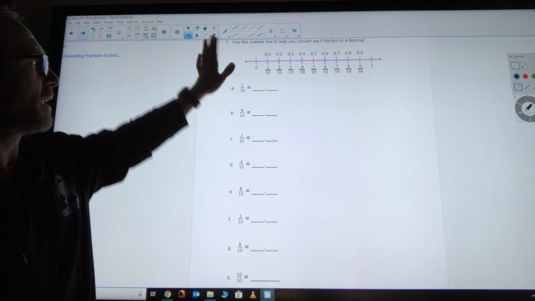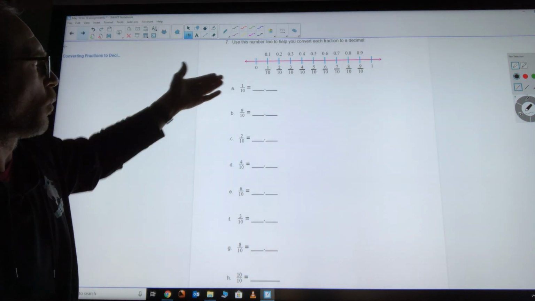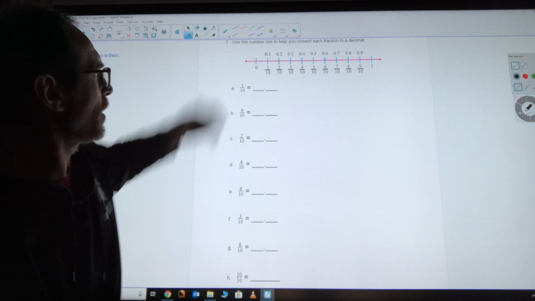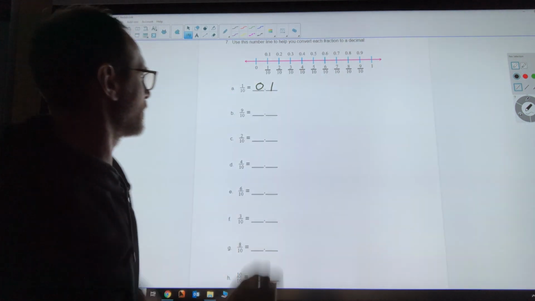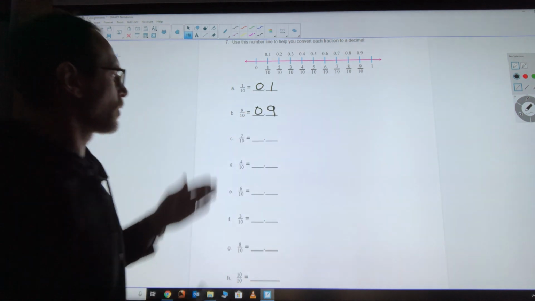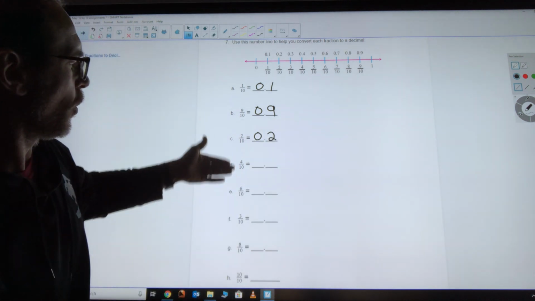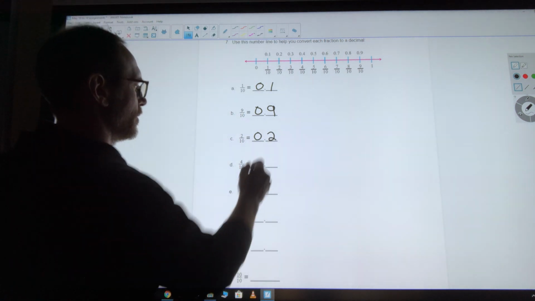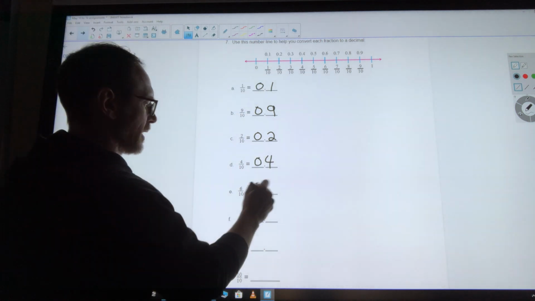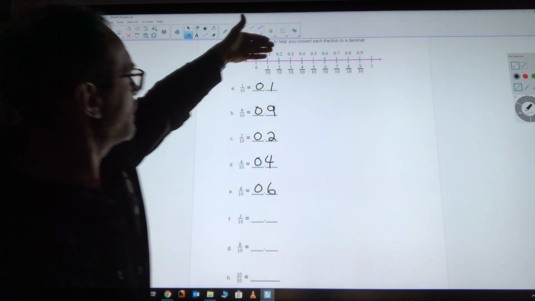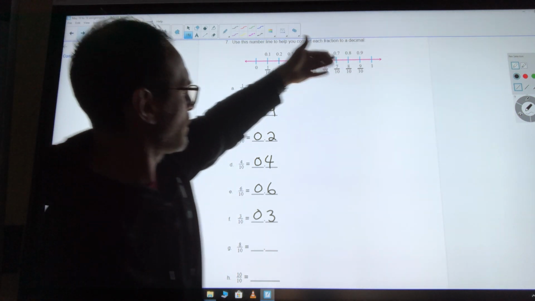For the number line activity, you just have to look at what they are and where they correspond. So 1/10 right here corresponds to 0.1. 9/10 right here corresponds to 0.9. 2/10 right here corresponds to 0.2. 4/10 right here corresponds to 0.4. 6/10 is with 0.6. 3/10 is 0.3. And 8/10 is 0.8.